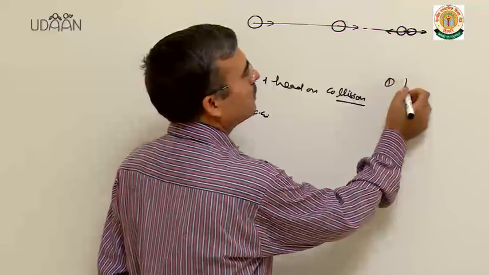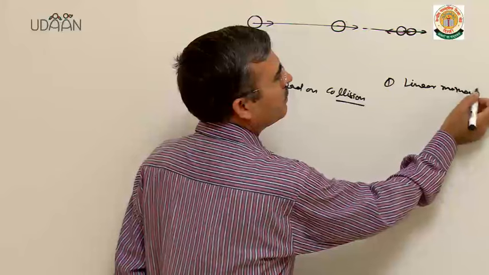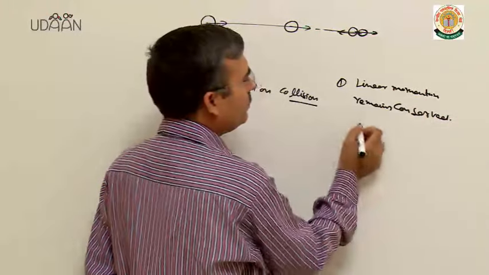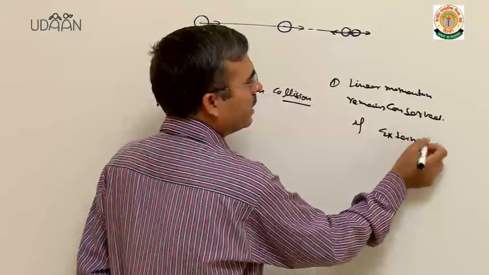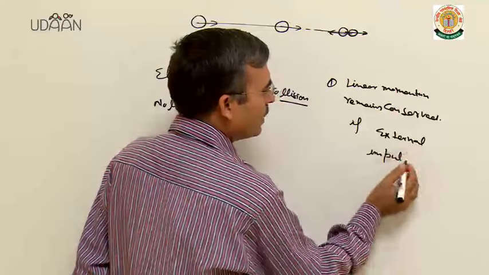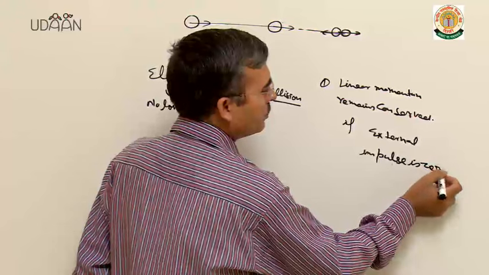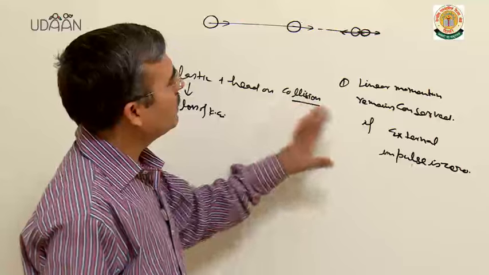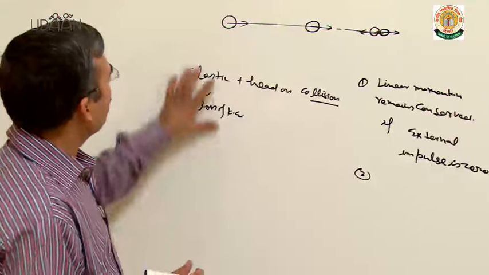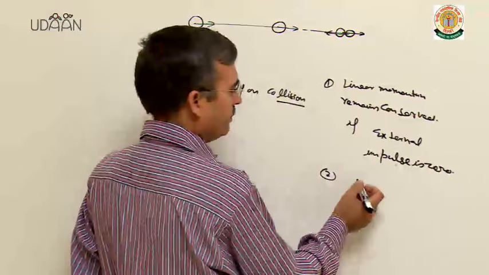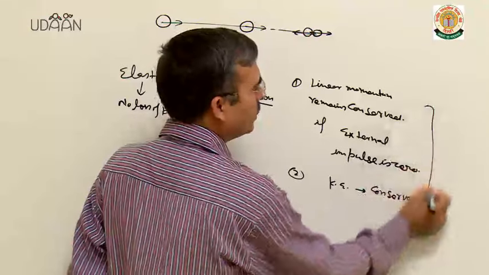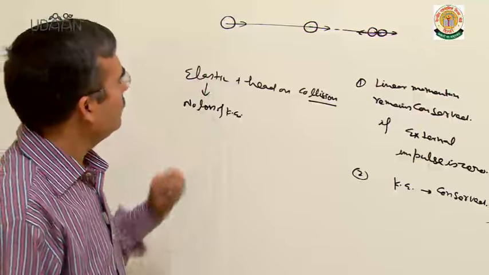The first point is linear momentum remains conserved if external impulse is zero, okay, linear momentum remains conserved. Second thing, in this case, for elastic collision, no loss of kinetic energy. Kinetic energy also conserved. Clear? These 2 points will be followed when we discuss the problems of collisions.